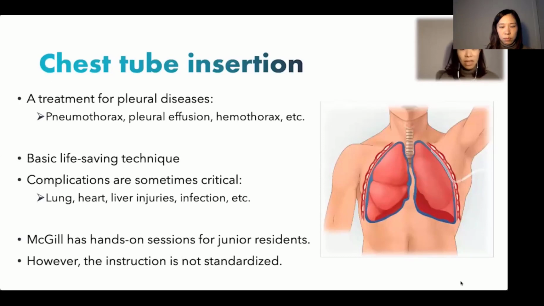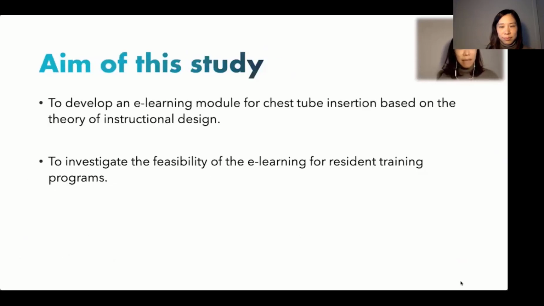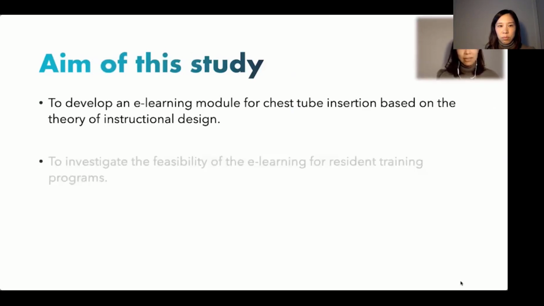McGill offers hands-on sessions for general residents. However, the instruction is not standardized yet. Then, the aim of this study is to develop an e-learning model for chest tube insertion based on the theory of instructional design, and to investigate its feasibility for resident training programs. Today, I just focus on the first one, how we develop the e-learning.